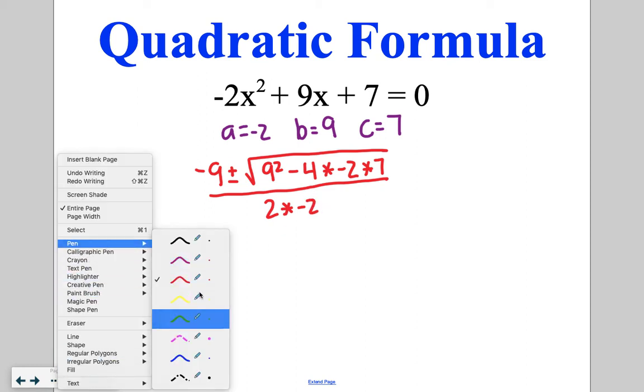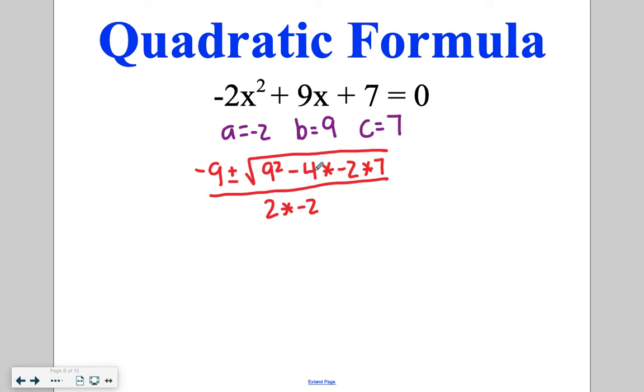Then you are going to go ahead and type 9 squared minus 4 times negative 2 times 7 into your calculator. And that simplified is going to be negative 9 plus or minus the square root of 137, all divided by 2 times negative 2, which is negative 4.